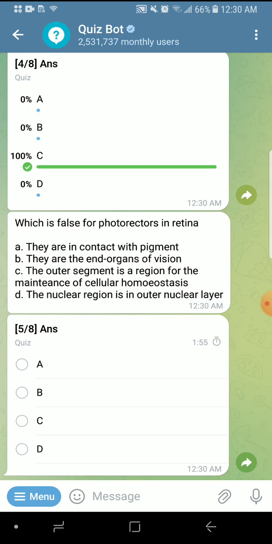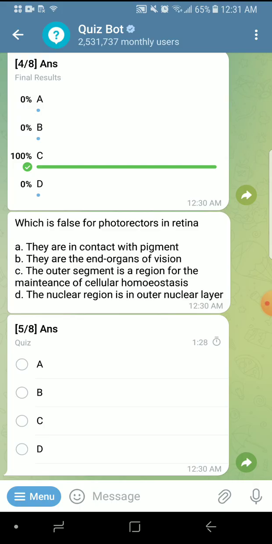Now, photoreceptors are in contact with pigment epithelium, that is a true statement. They are the end organs of vision, that is true. They contain rhodopsin, iodopsin. Now, there is a PYQ in INI-CET, that the outer segment is towards the RPE and the inner segment. Inner segment contains Golgi apparatus, mitochondria, endoplasmic reticulum, and the outer segment contains discs.